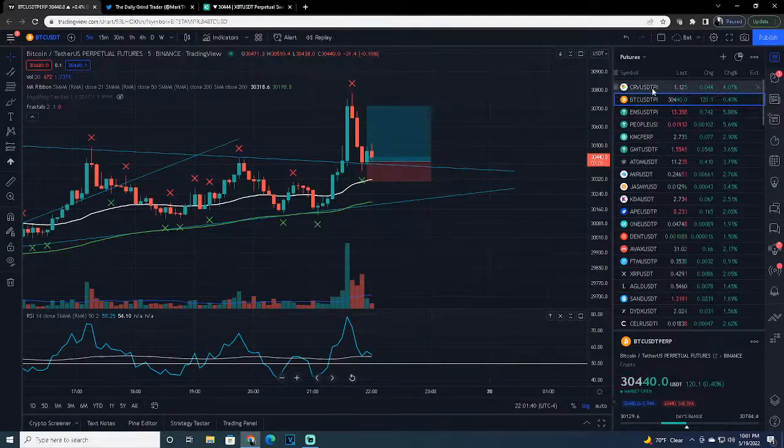And that looks like CRV did fail to hold. So we'll be looking again to see what else may happen and what other trades we may have available to us.